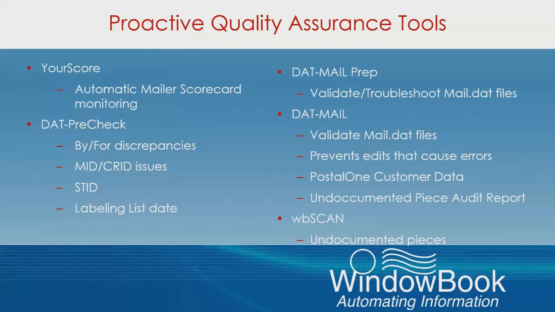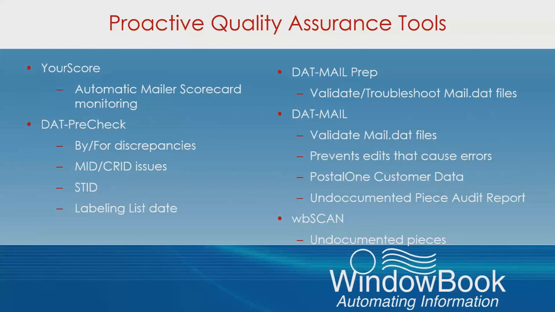And recently added is the Undocumented Piece Audit Report. This allows users to download their undocumented piece barcodes from Postal One, that's the IVMTR data that I was talking about earlier, then import that file into DatMail and run a report that provides details regarding the job that was impacted and the possible reasons for the errors. And again, this can be invaluable in researching those errors and to dispute assessments with the Postal Service.